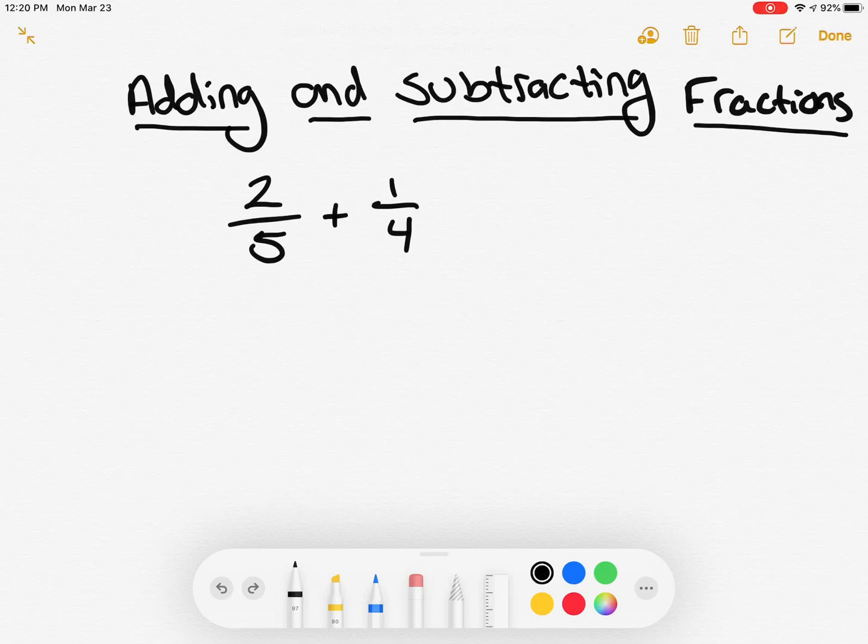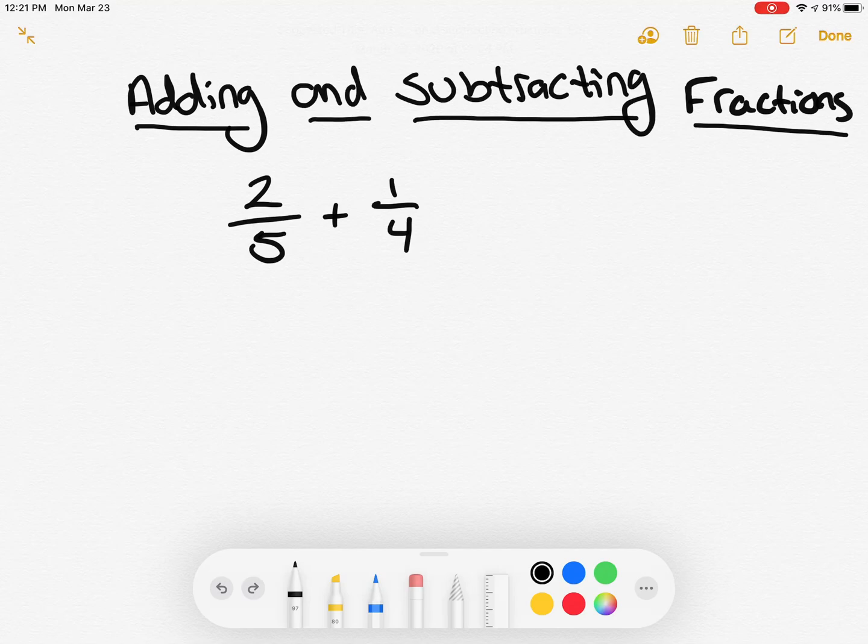This video will talk about adding and subtracting fractions. When we add or subtract fractions, our fractions have to have a common denominator, which means their denominator has to be the same number. So in this example of 2/5 plus 1/4, we do not have the same denominator, and so we're going to have to create equivalent fractions to 2/5 and 1/4 that have a common denominator.